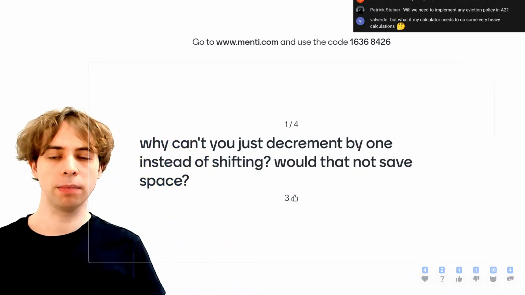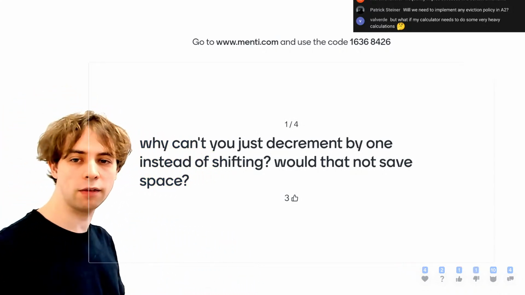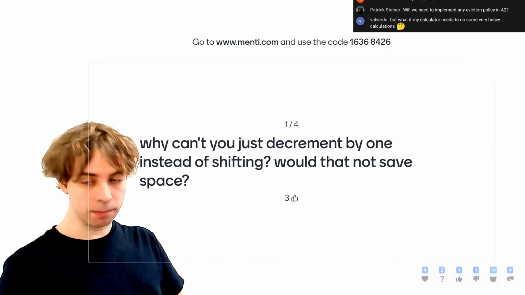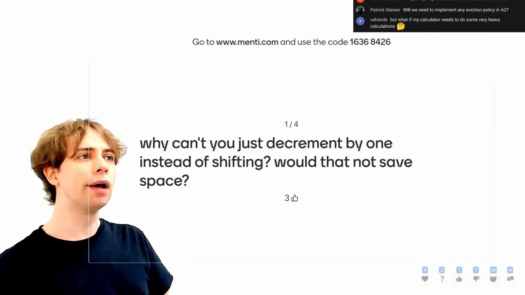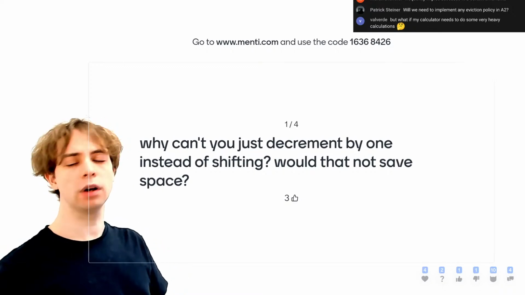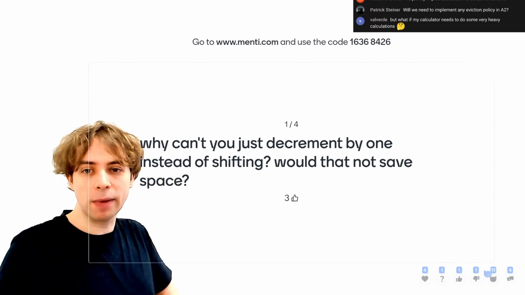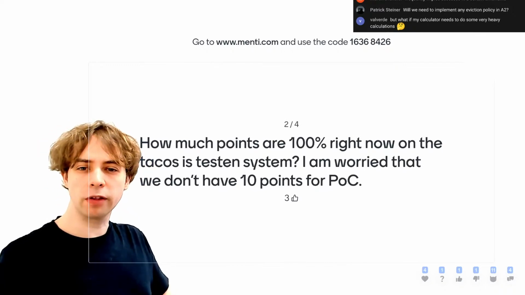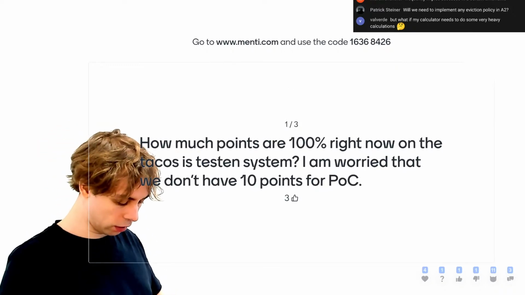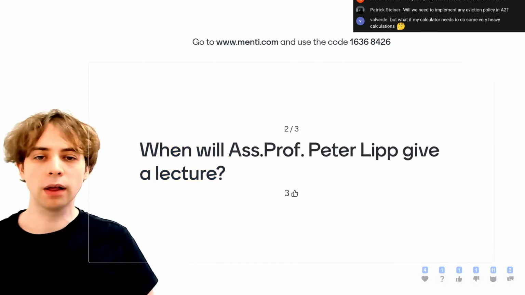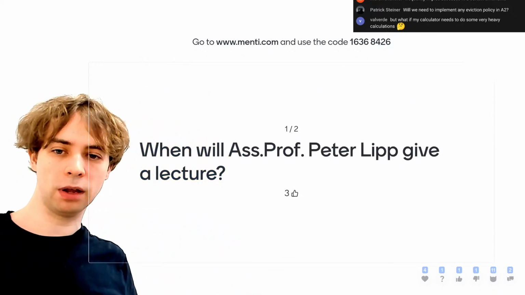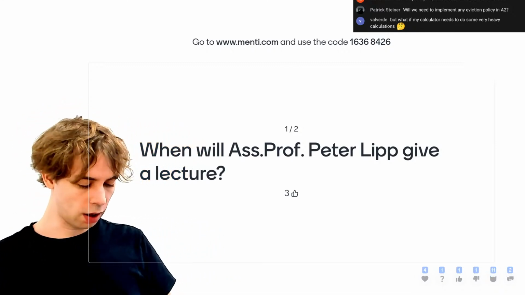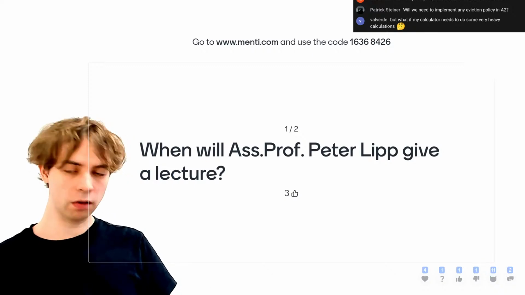Why can't you just decrement by 1 instead of shifting? Would that not save space? Maybe it would, but it would be a different algorithm and probably also it would have different aging characteristics. So you can implement that and check out whether the performance of this one is better. How many points are 100% right now? I'm not answering this question. When will Professor Peter Lipp give a lecture? Actually, I'm not sure. I will give you an answer on that.